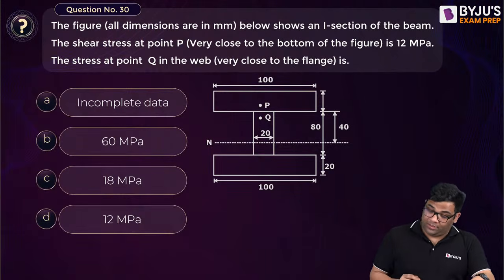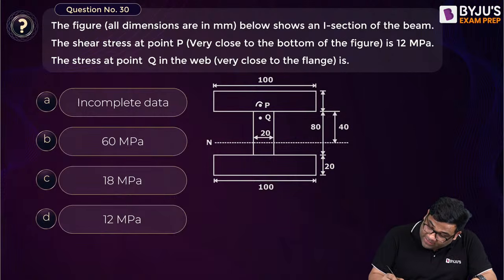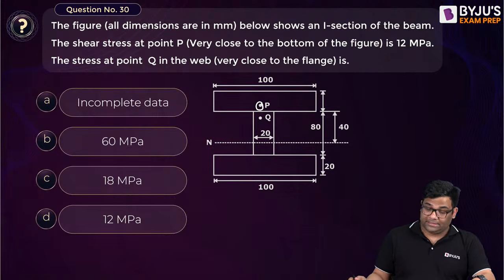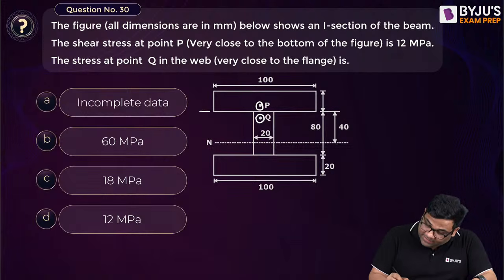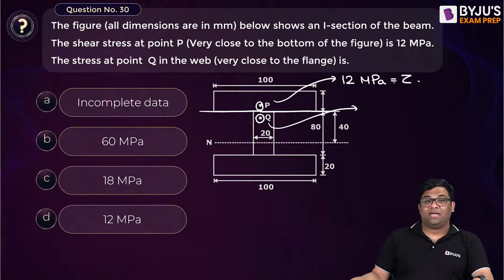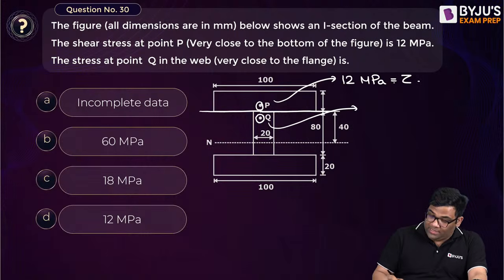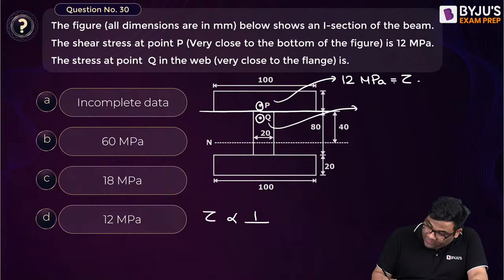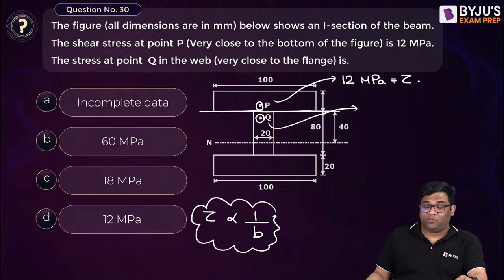This is from shear stress only. You see this P point is just above the junction, and this Q point is just below the junction. It is given that at this junction at P, it is 12 megapascal. What will be the shear stress at this Q? Tell me. I told you, right? Shear stress is inversely proportional to the width B, and the other parameters are the same. So what's the right answer to this? Tell me.